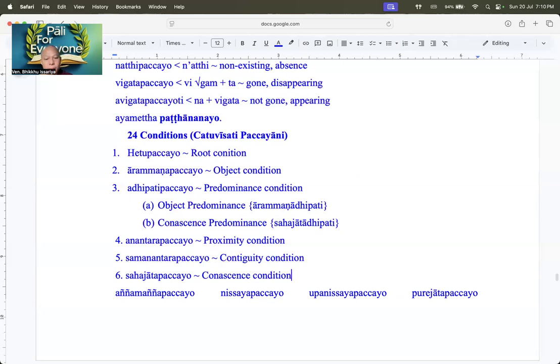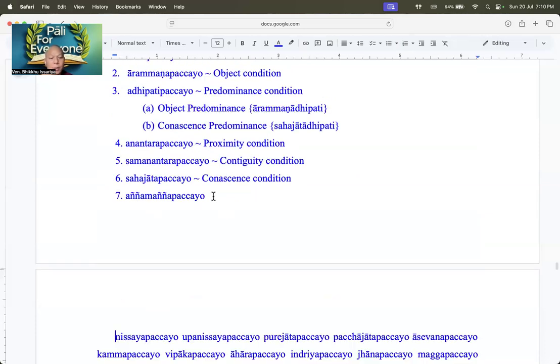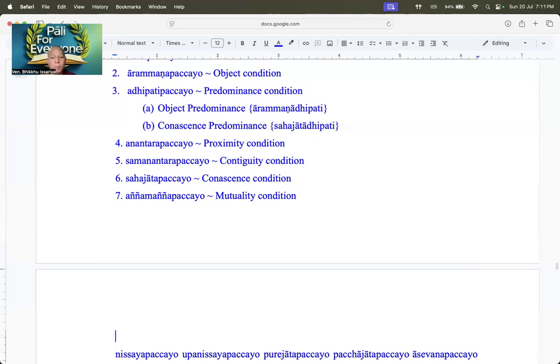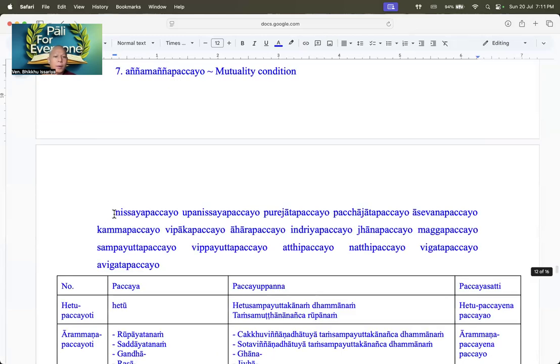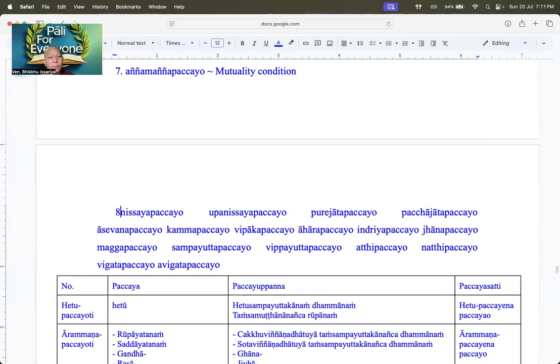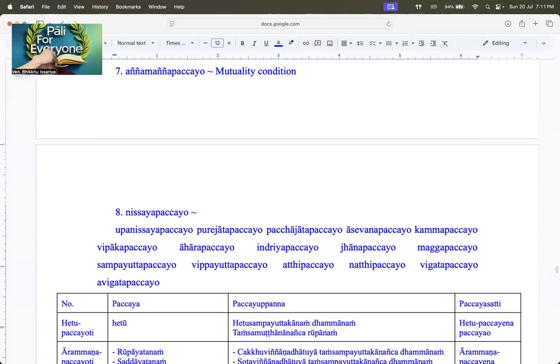And then the next one, Aññamañña. Aññamañña means mutual actually, mutuality. So there is a mutuality condition, support to each other. And then Nissaya. So Nissaya means support condition.